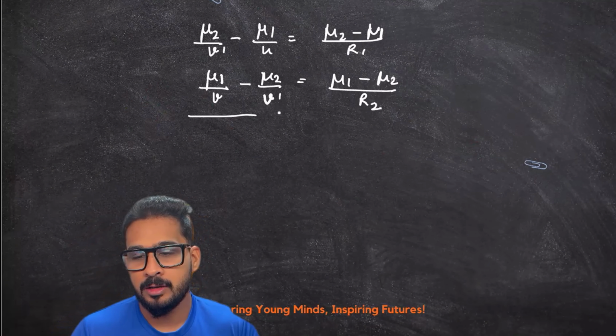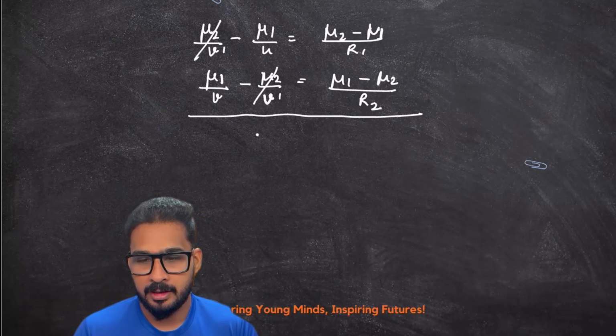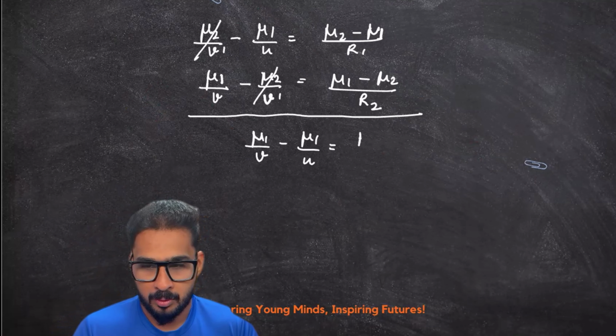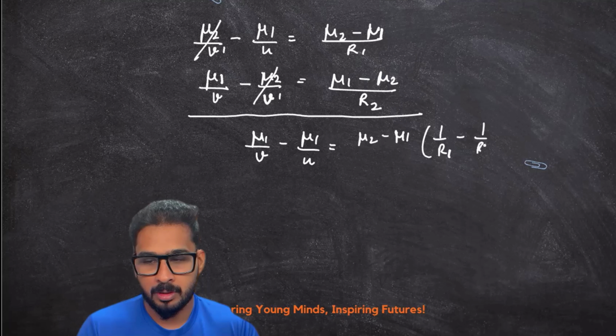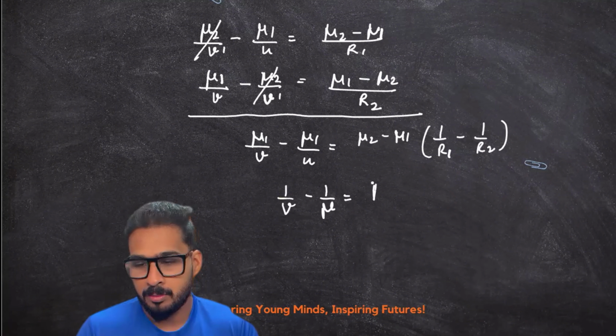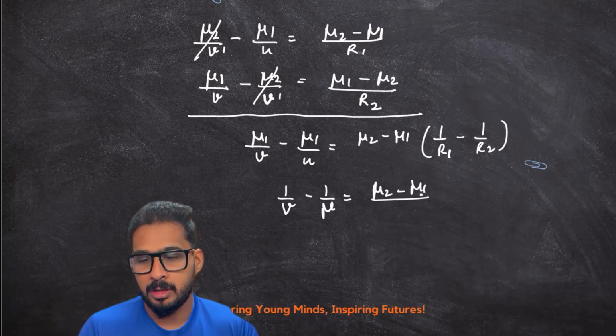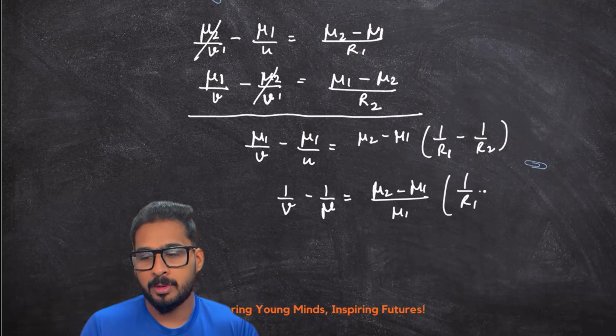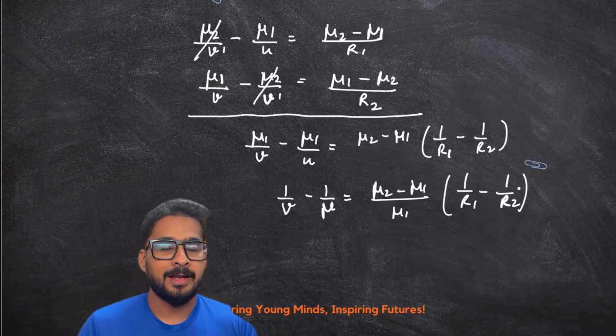Now adding both the equations, this v dash term gets cancelled. I can write mu1 upon v minus mu1 upon u is equal to mu2 minus mu1 into (1 by R1 minus 1 by R2). I can write 1 by v minus 1 by u is equal to mu2 minus mu1 divided by mu1 into (1 by R1 minus 1 by R2). So this is the Lensmaker formula.